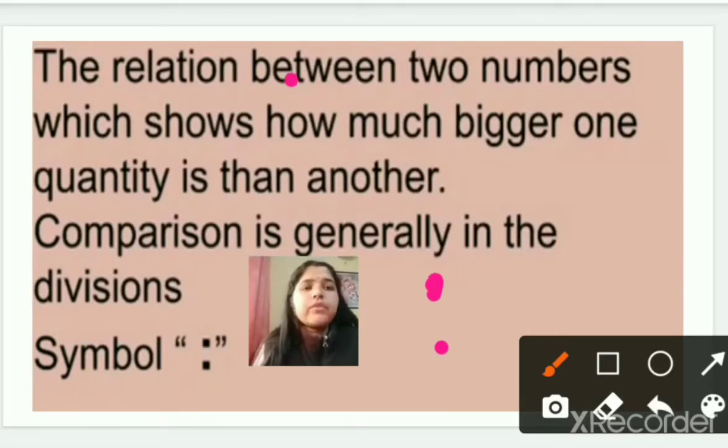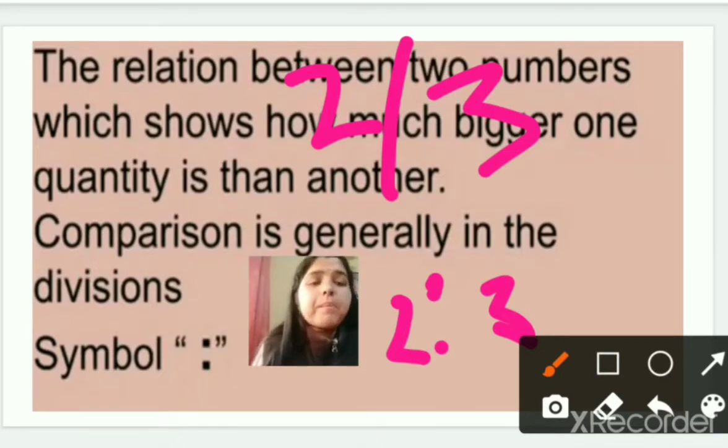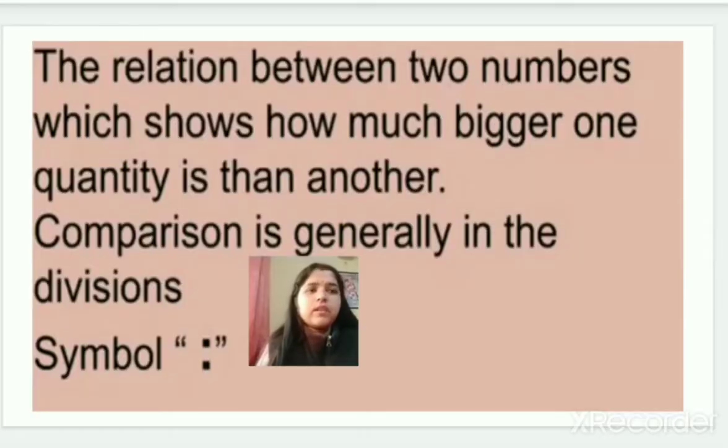Like if our fraction is 2 by 3, then you have to represent it in the ratio form. How will you represent? You will write 2 ratio 3 like this. So the relation between two numbers shows how much bigger one quantity is than another. Comparison is generally in divisions, right? What is the symbol for the ratio? That is two dots. If we have the fraction 12 by 19, how will we represent it? 12 ratio 19.